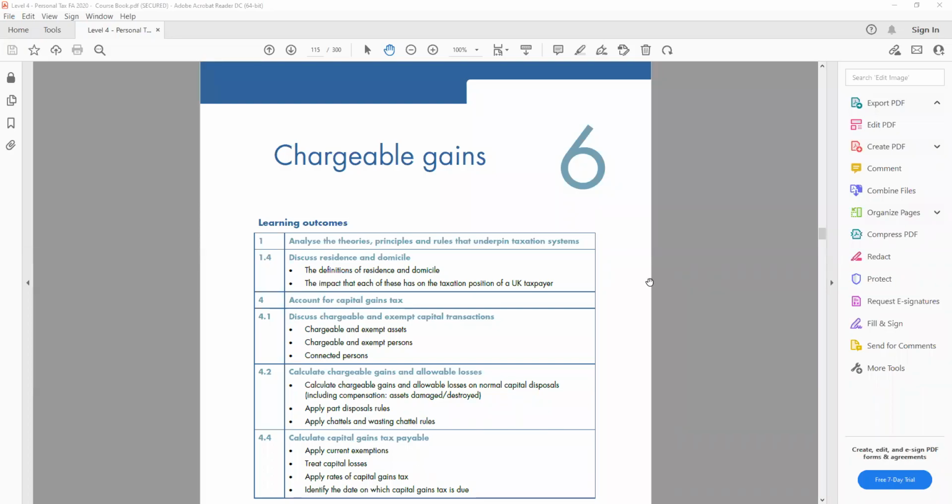So chargeable gain is basically the tax we have to pay. This is in addition to our income tax. So we have different sorts of tax, and one of these taxes is called capital gain tax. Capital gain tax is all about when you have a capital gain or chargeable gain, and on that amount you have to pay some tax to HMRC. This is separate from our income tax.